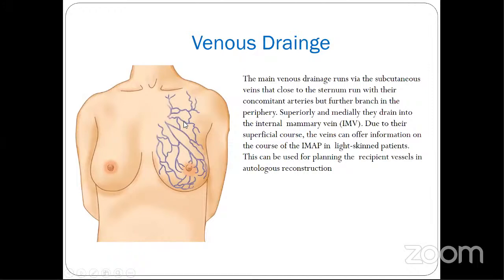The internal mammary vein has surgical importance. What's the surgical importance of the internal mammary vein? As we said, these veins are superficial. So, due to the superficial course of the internal mammary vein, the vein can give us information about the course of the internal mammary artery. And we will see later the importance of the internal mammary artery. So the superficial veins are of surgical importance.